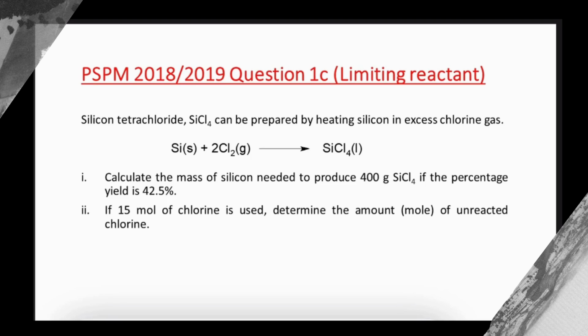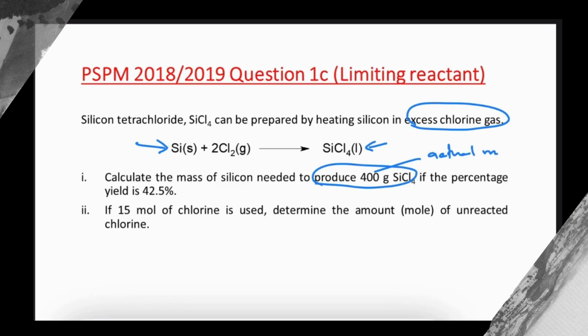Okay, so now let's look at the information given. It is mentioned that chlorine is an excess reactant. So automatically, we know that the mass of the silicon tetrachloride formed depends on the mass of silicon. Alright, so calculate the mass of silicon needed to produce. So the mass needed to produce 400, so it is an actual mass. Okay, and the percentage yield is given. So we want to determine the mass of silicon. Okay, so the theoretical yield normally refers to the product formed, which is the mass of silicon tetrachloride.